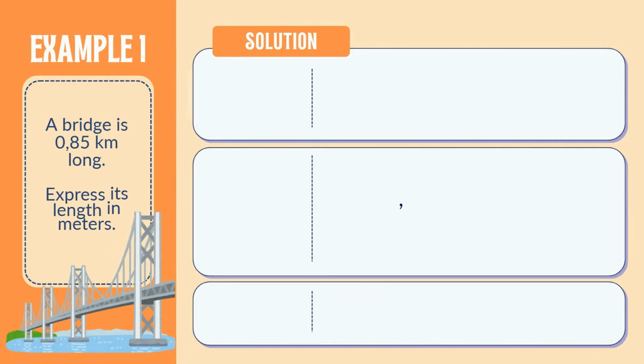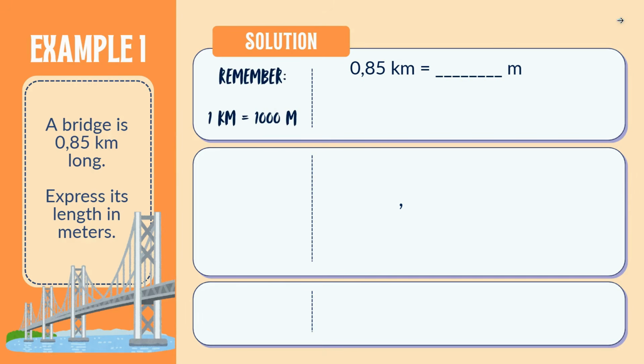Let's have a look at a few examples. A bridge is 0,85 kilometers long. Express this length in meters. So we first write down that we need to convert the unit from kilometers to meters. Remember, there is 1,000 meters in 1 kilometer. If you can't remember if you need to divide or you need to times, then you write down your unit line. Kilometer, line, meter, line, centimeter, millimeter. And then remember, if you jump from kilometer to meter, it's 3 jumps.